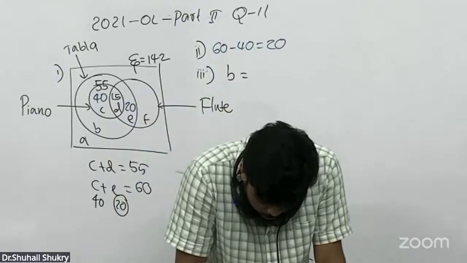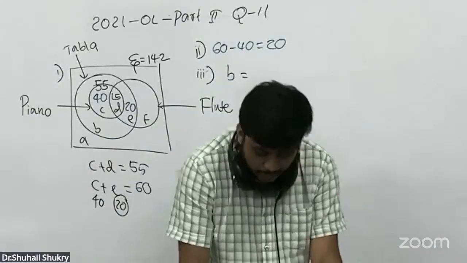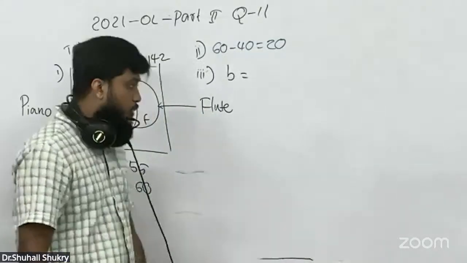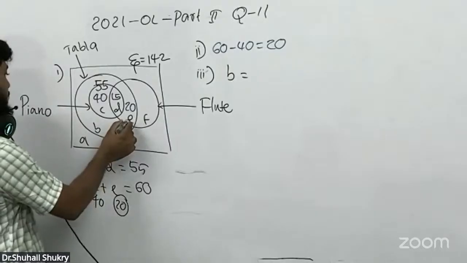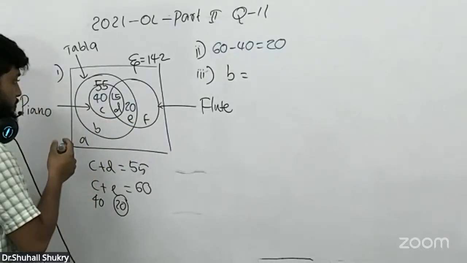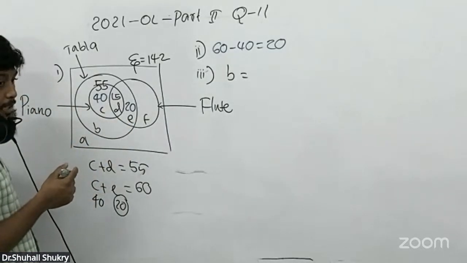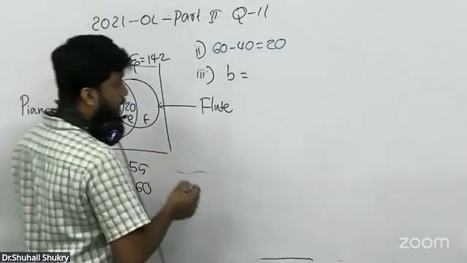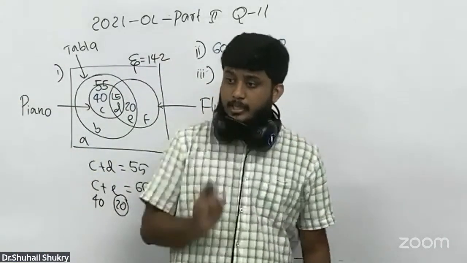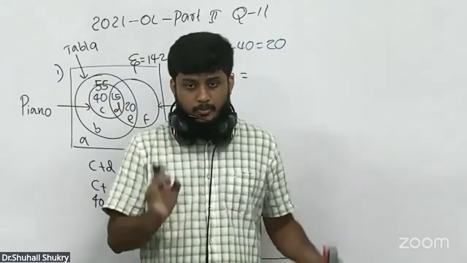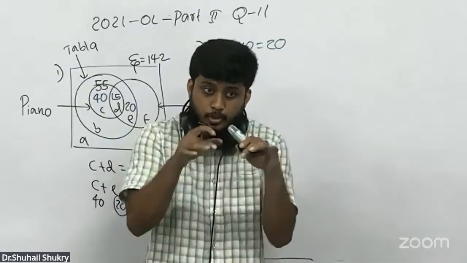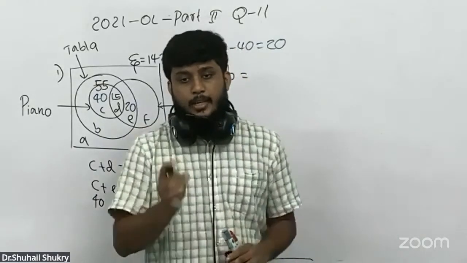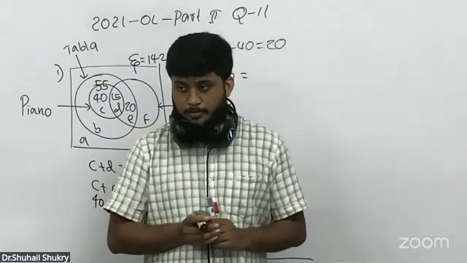the number of musicians who play the flute and the tabla. Who are playing flute and the tabla? Where are flute and tabla? Is it only E? D and E together? They didn't say flute and tabla only. Flute and tabla means with flute and tabla they can play any other thing as well, but they should be able to play both flute and tabla. If I ask you, can you speak English and Sinhala both?